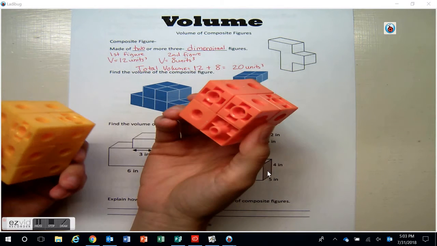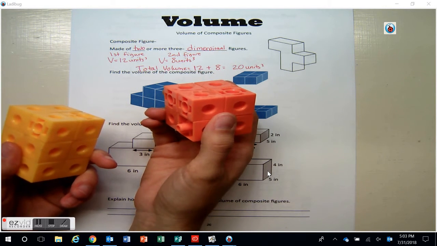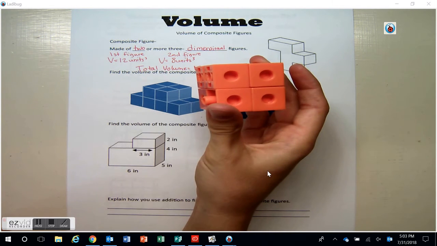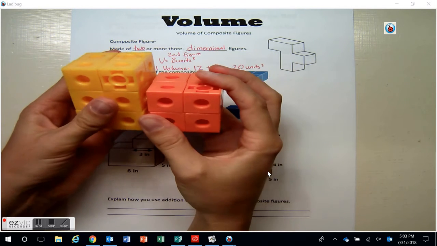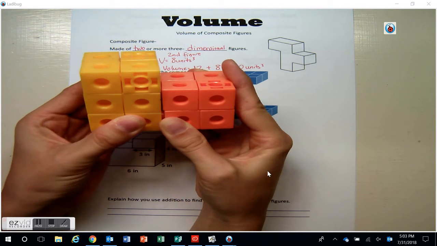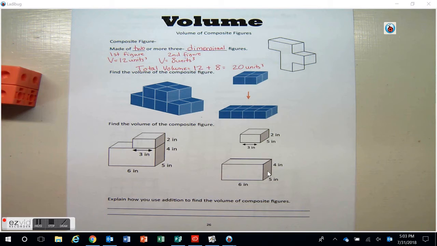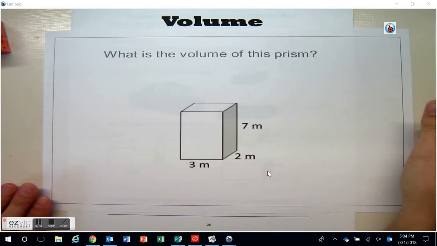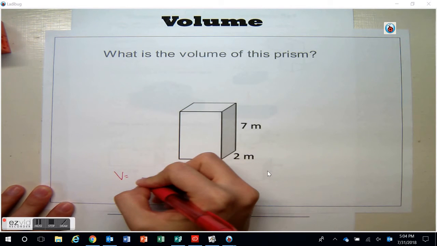So, if I were to build another set of prisms, how could I find the volume of a composite shape? If I were to build anything else, how would I find the volume? Would my volume of each individual piece change? No. I would just be adding it to the volume of another shape.